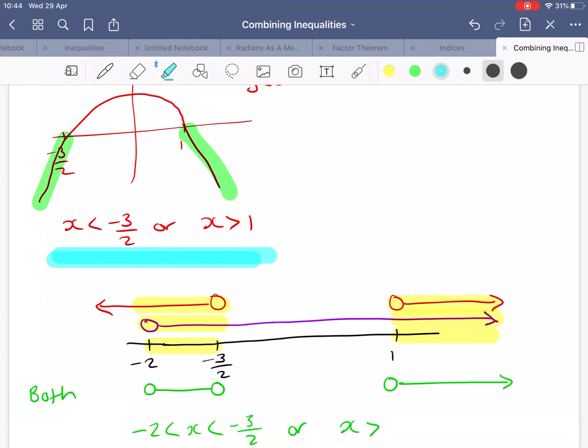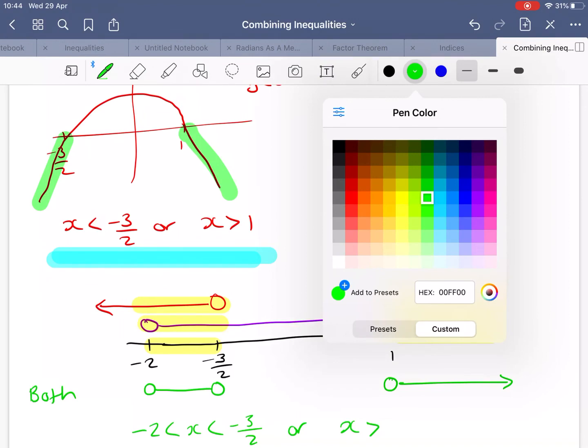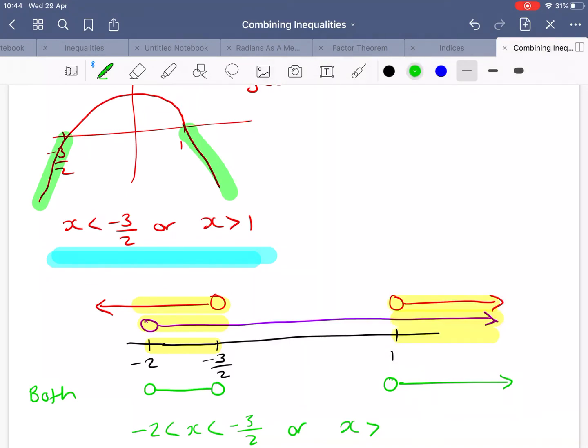And drawing them both on the number line, this was one where we had, sorry I haven't finished that one off. We had our two separate bits. So we had the part between -2 and -3/2, but we also had the part when x is greater than 1. Okay, so that's the final for both inequalities. Both inequalities are true when -2 is less than x is less than -3/2, or x is greater than 1.